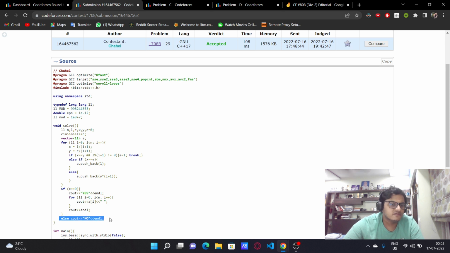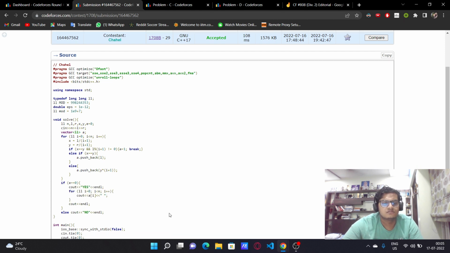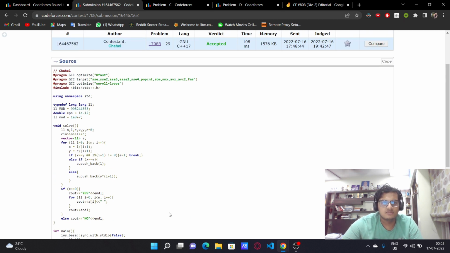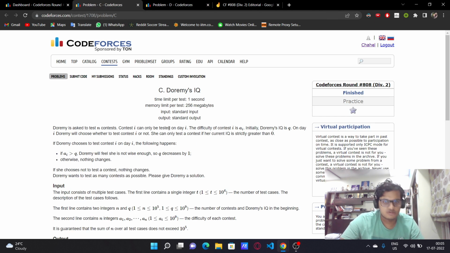And if it's 1, we'll output no. If it's not 1, that is it's 0, then we'll output yes and the whole array. So that was the problem. Now moving on to the next problem, which is problem C.